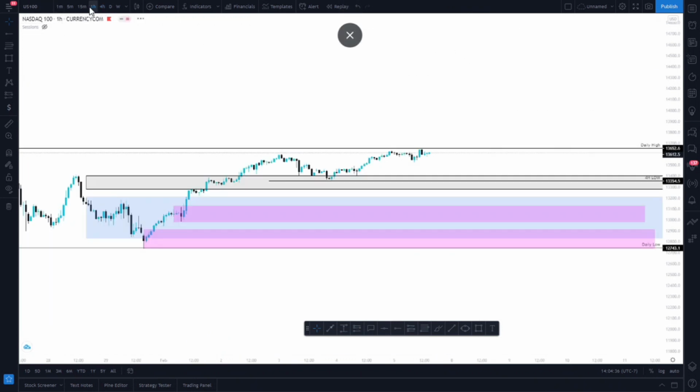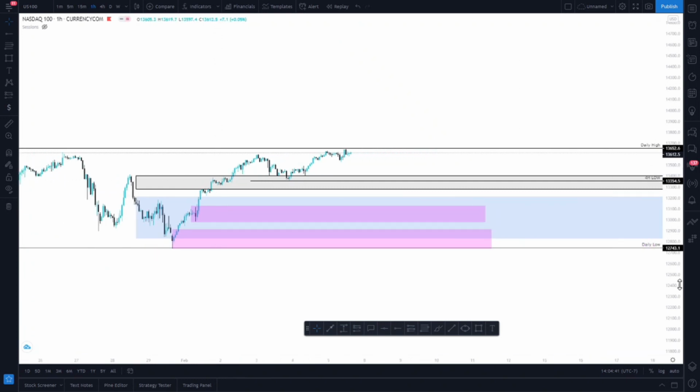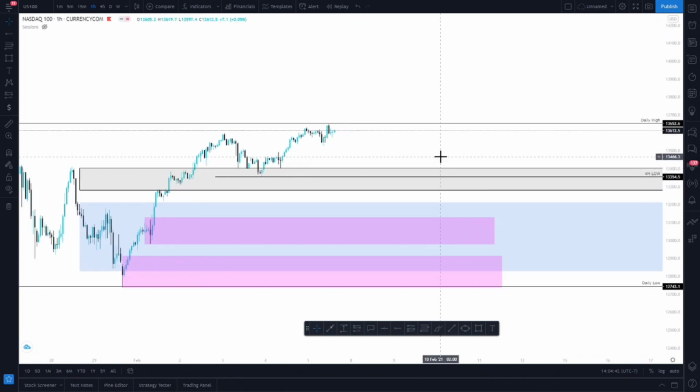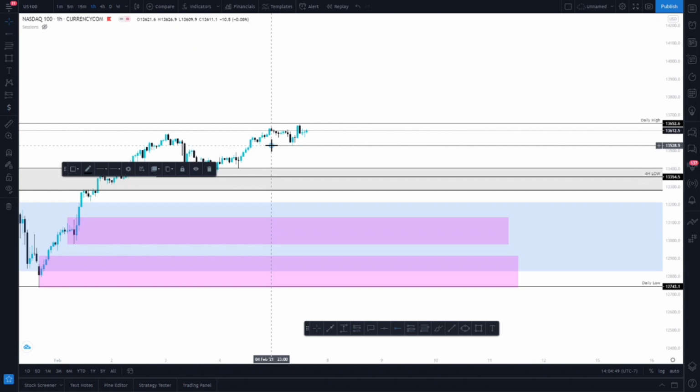Let's just go to our H1 time frame. If you can zoom very clearly on our H1 time frame, you can clearly see that this is our H1 low.